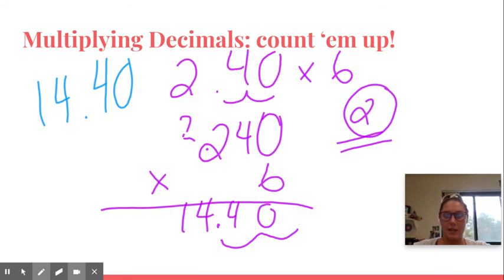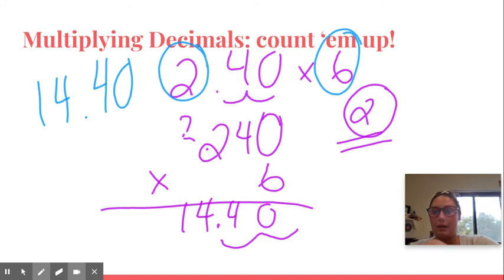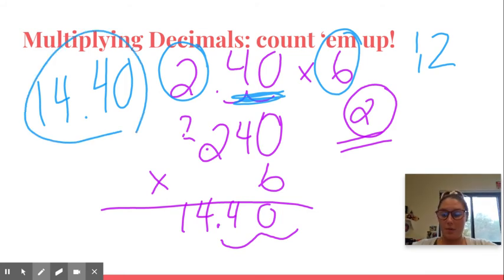Now this really makes sense because if we think about what we know about 2 times 6, it's 12, and we've got a little bit more than 2 wholes, so we've got a little bit more than 12 as our answer. All right.